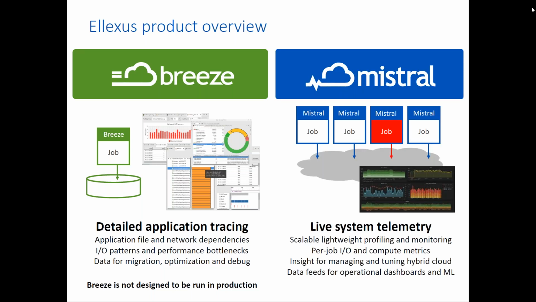The other product that I'll be showing you today is Mistral. Mistral is a live system telemetry tool. It's designed to give you up-to-date information about the I/O patterns of every single job on the system. It doesn't collect as much information as Brees, but as a trade-off is much more lightweight. So it is perfectly possible to run Mistral in production. And that's the tool that you would use to monitor a hybrid cloud system so that you can make decisions about where to put your jobs, whether they're on the right compute and storage resources. And it's also ideal for finding those noisy neighbor applications if they've been submitted by mistake.